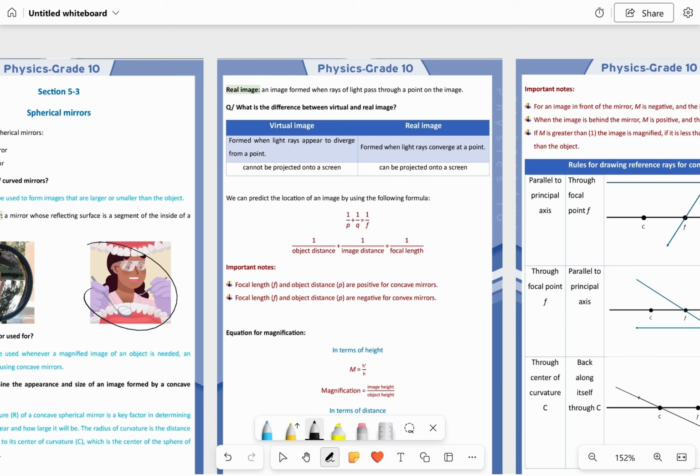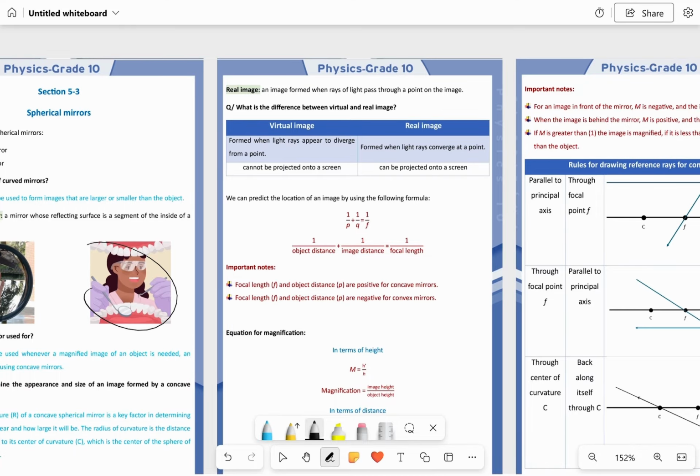Another difference between them is that virtual images cannot be projected onto a screen. For example, if you have a phone and you have a convex mirror or a plane mirror, you will see that the image on your phone is not going to be projected by the plane mirror or by the convex mirror. But if you have a concave mirror, and you are holding the phone at the right distance, you'll see that the image on your phone is going to be projected onto a screen. Real images can be projected onto a physical screen, but virtual images cannot be.